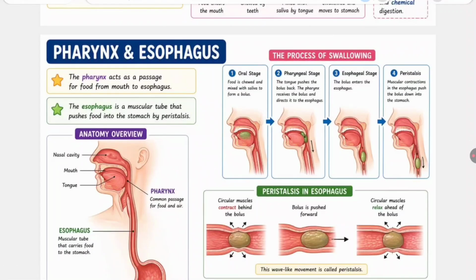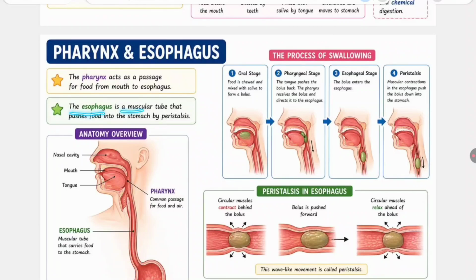Pharynx and esophagus. The pharynx acts as the passage of food from mouth to esophagus. Pharynx is the main passage. Here you can see pharynx. This area is called pharynx, and this is esophagus. This is mouth, this is esophagus, and this is pharynx. This is the main passage where the food will travel to the esophagus by this passage only.